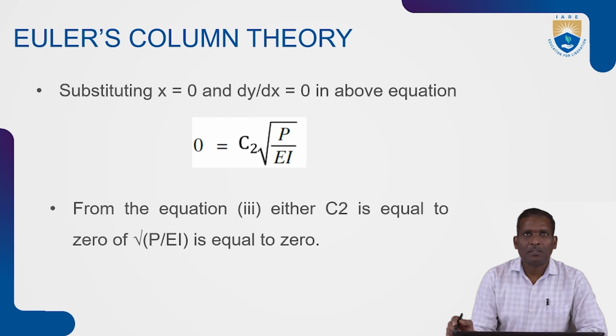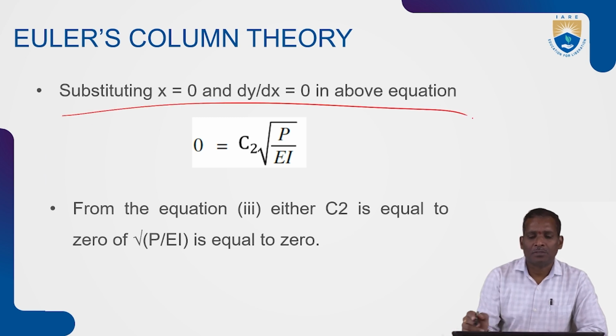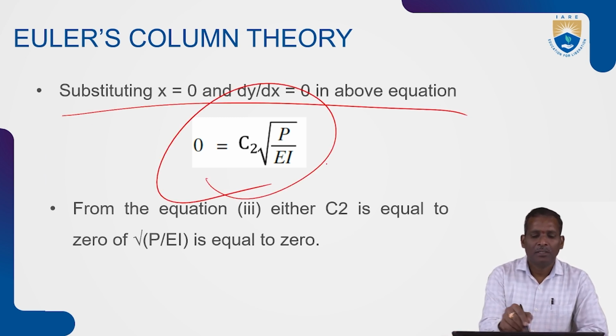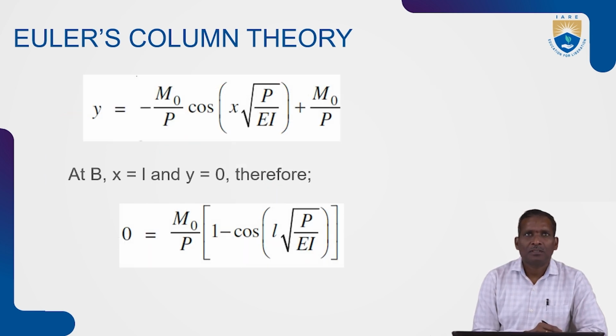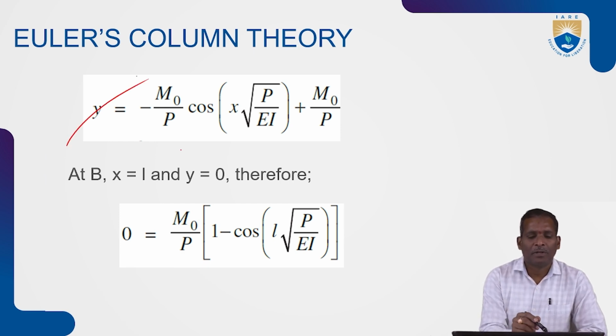So substituting X is equal to 0 and dy by dx is equal to 0 in the above equation, we will get 0 is equal to C2 into square root of P by EI. From equation 3, C2 is equal to 0. So now you can write down the equation: y is equal to minus M naught by P cos X into square root of P by EI plus M naught by P.